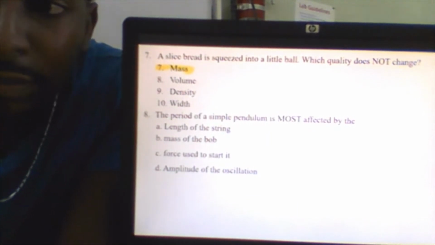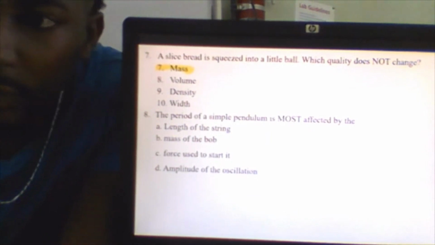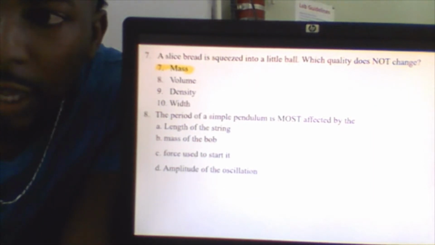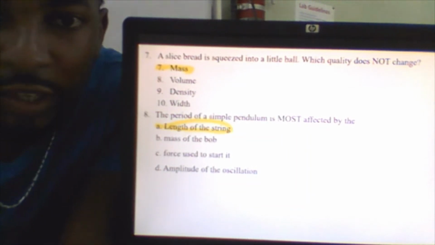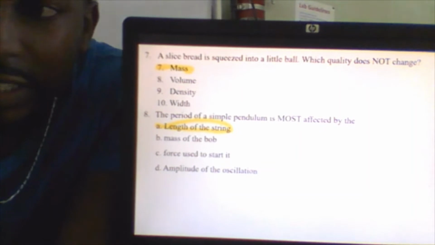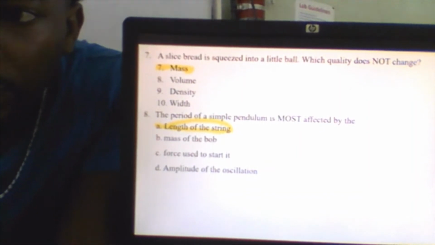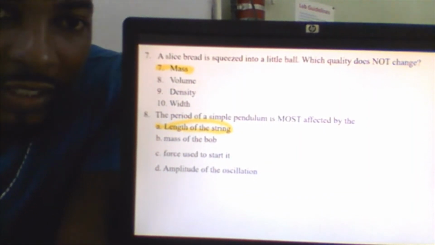Okay. Number 8. I'm going to look at the pendulum now. It says the period of a simple pendulum is most affected by, and that answer there is the length of the spring, right? The length of the spring. Good. So that is one of the major factors that influences the period of a pendulum.